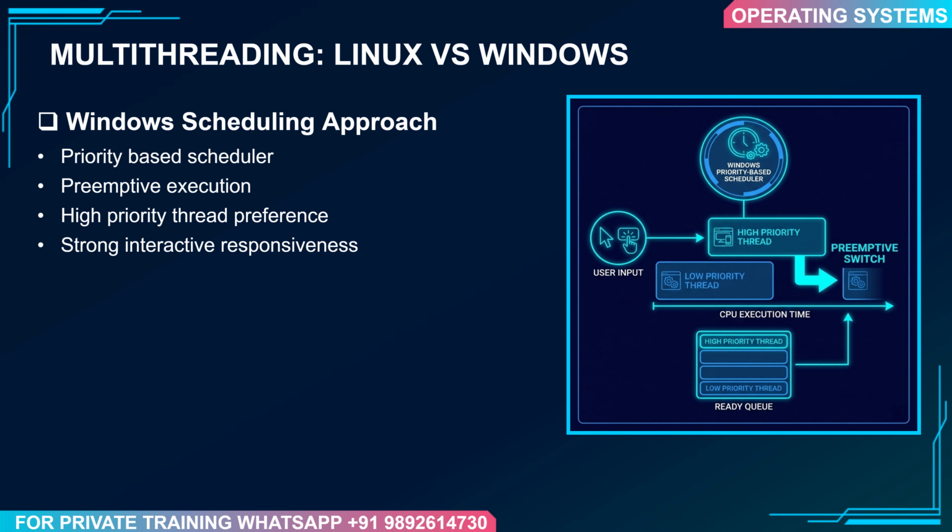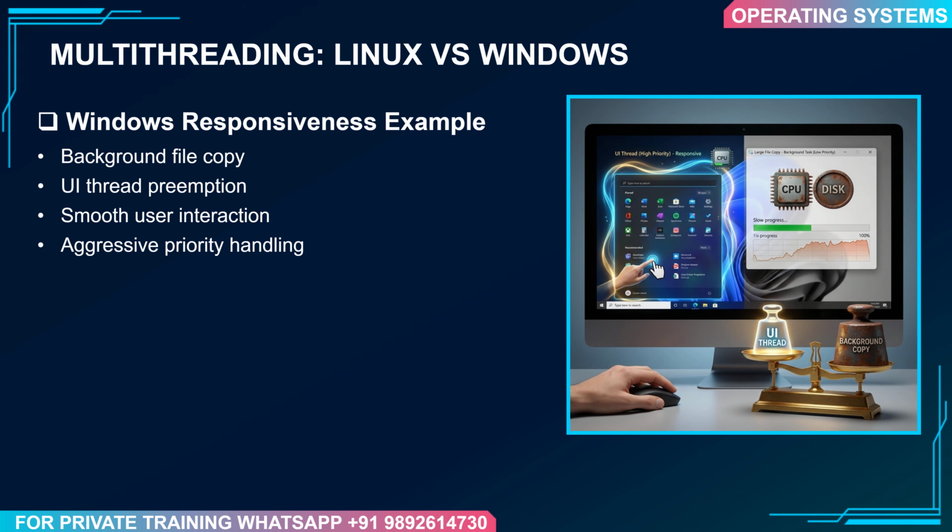This design works very well for interactive systems. For example, when you click a button or move the mouse, the threads handling user input usually run at higher priority. This is why Windows desktops often feel very responsive. Consider an example here. Suppose you're copying a large file in the background on Windows, and at the same time you open the Start menu. Even though the file copy is CPU and disk intensive, the user interface remains responsive. This happens because the UI threads run at higher priority and preempt the background worker threads. Linux can also achieve similar behavior, but Windows does this very aggressively by design.